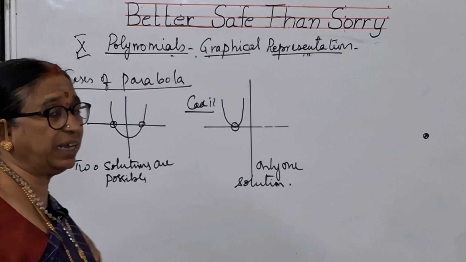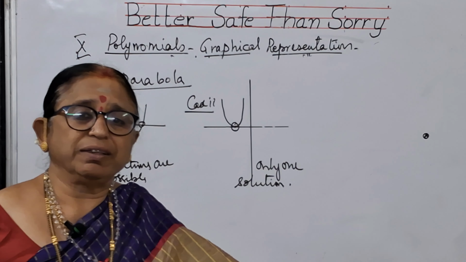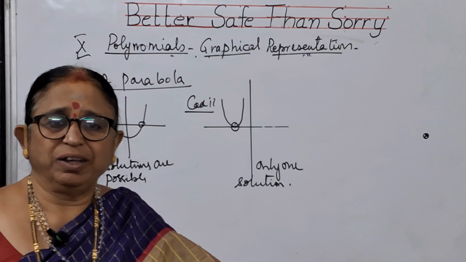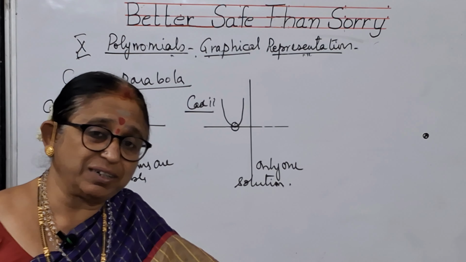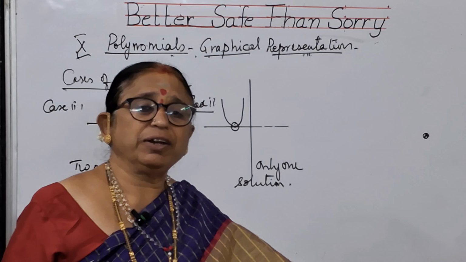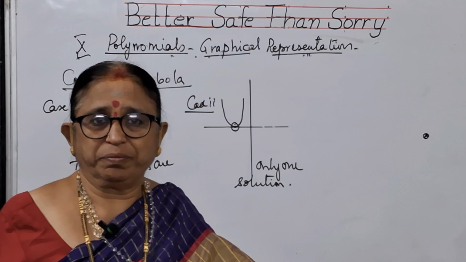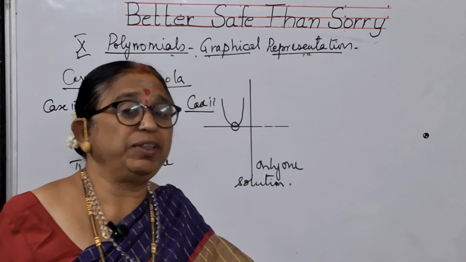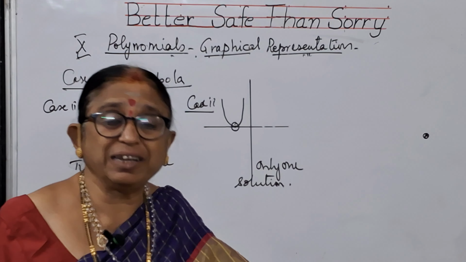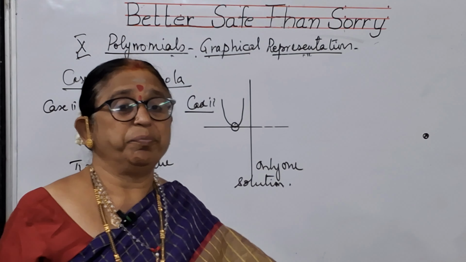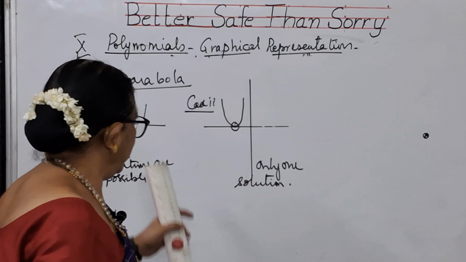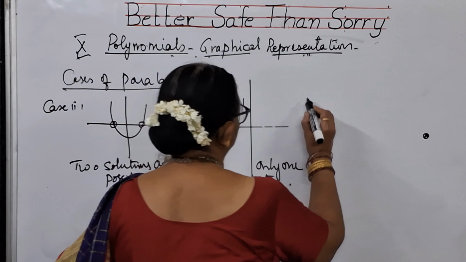Whenever you are solving quadratic equations, sometimes you will get two solutions, sometimes you will get a single solution. For equations with two solutions, if you represent them in the graph, you are going to get 2 points as the solution. In case the quadratic polynomial has only a single solution, then the parabola intersects the x-axis at only 1 point. It is like this.